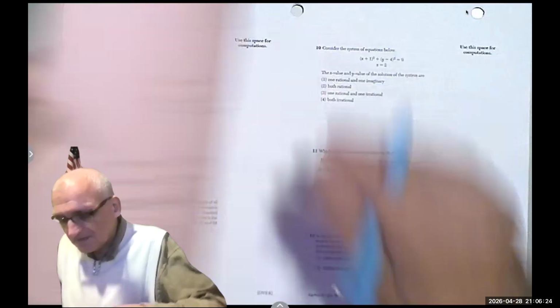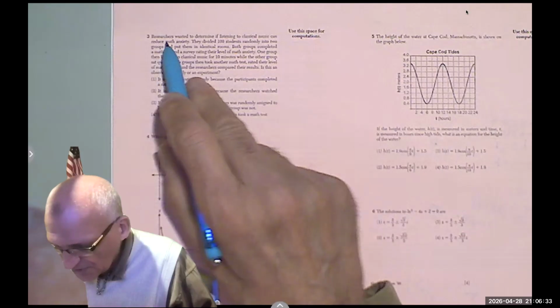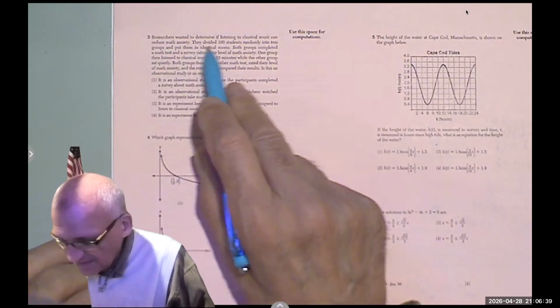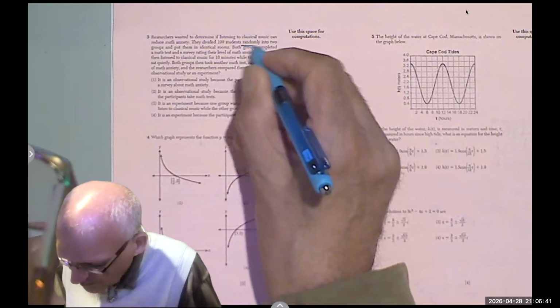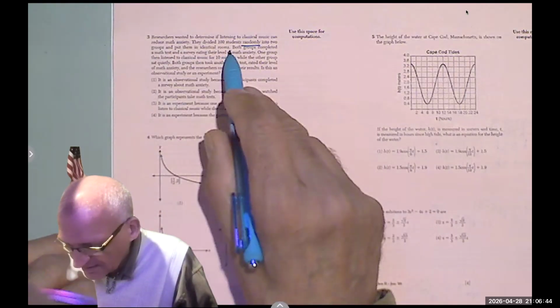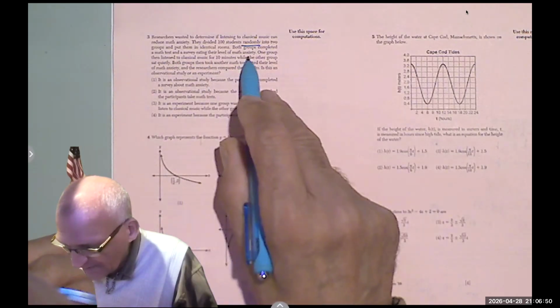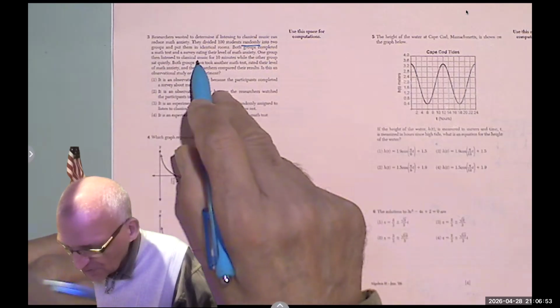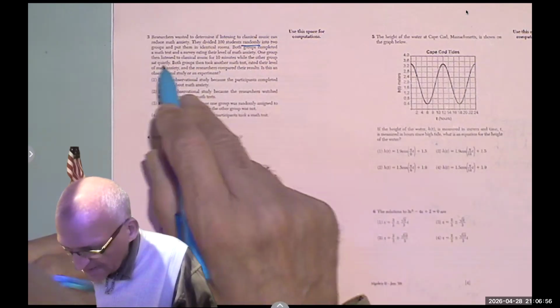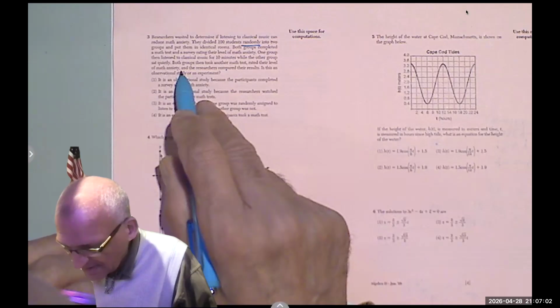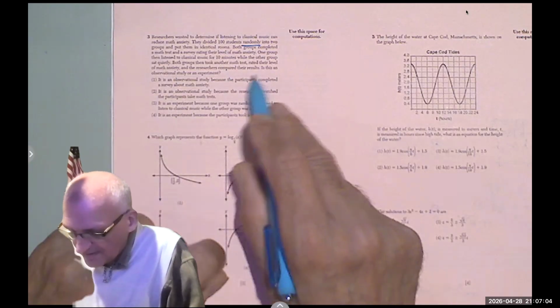Okay, now let's move to the second page. Question number 3. Oh, that's a word problem. Researchers wanted to determine if listening to classical music can reduce math anxiety. They divided 100 students randomly, that's a key word here, into 2 groups and put them in identical rooms. Both groups completed a math test and a survey rating their level of math anxiety. One group then listened to classical music for 10 minutes while the other group sat quietly.